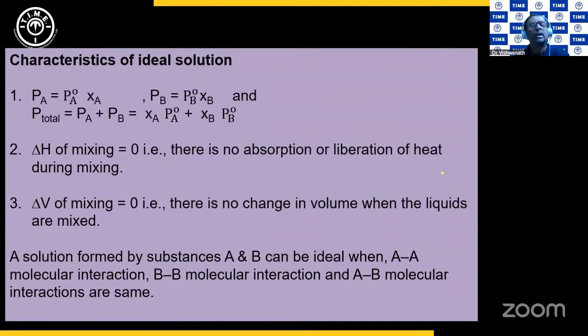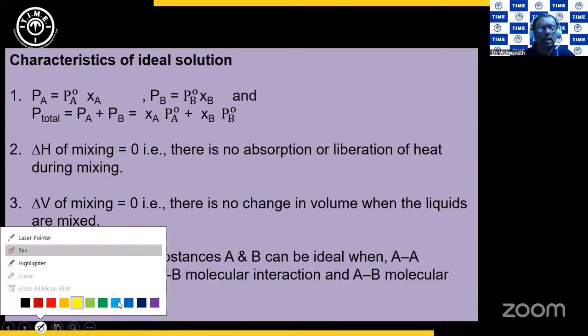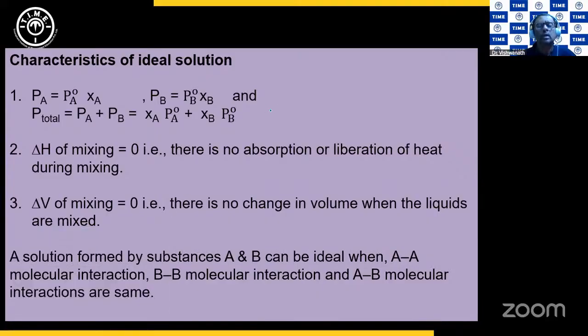Next, if you have taken an ideal solution, what are all the characteristics that we can think of? We said it should obey Raoult's law. It will. So Raoult's law is obeyed. Then when we said that molecule to molecule, A to B or A to A or B to B, there is not much difference, it means that there is no heat given out or taken in. There is no liberation of heat or absorption of heat, because absorption or liberation will happen only when there is a difference in the intermolecular forces.